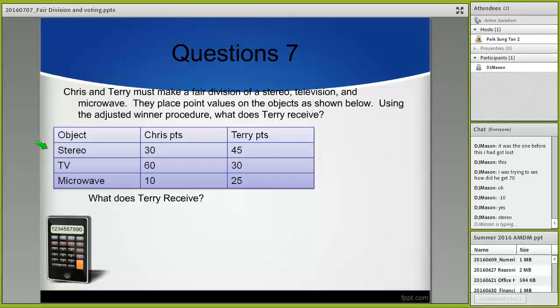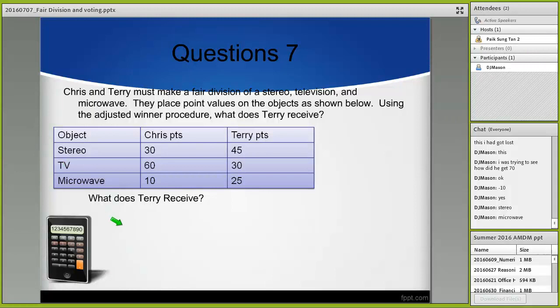No, he gets stereo. So what another thing that he will get? Yes, he will get microwave. Okay, so but then Chris will only get TV. So step 2, we're gonna work on this step carefully. There's a lot of steps in this, but let's see.